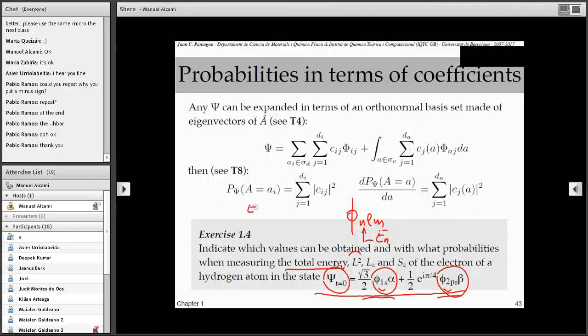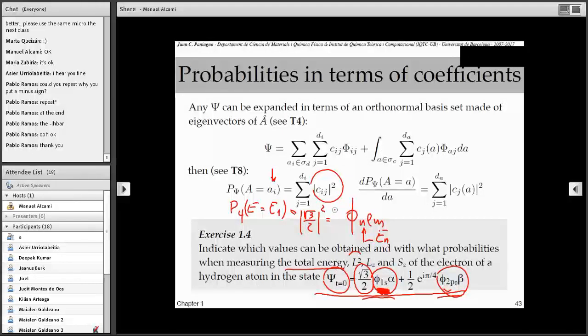The probability of obtaining E equal E1 is the sum of all the squares of the coefficients corresponding to this eigenvalue. This is the only term with eigenvalue E1. So the coefficient squared gives the corresponding probability: 3/4. Okay? And the probability of obtaining the result E2 is the square of this coefficient. This is a complex number, so the probability of obtaining E2 when measuring the energy is this coefficient times its conjugate.